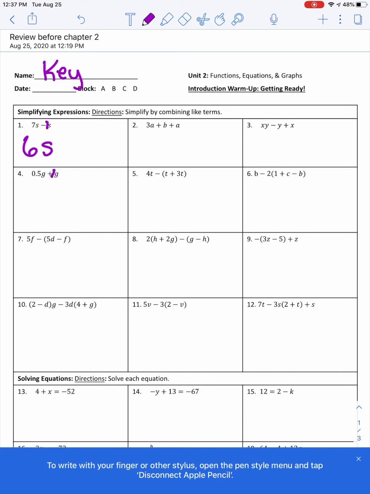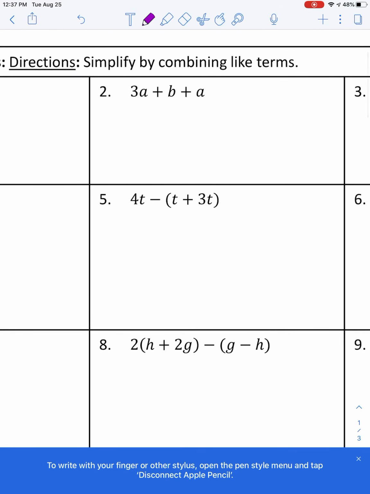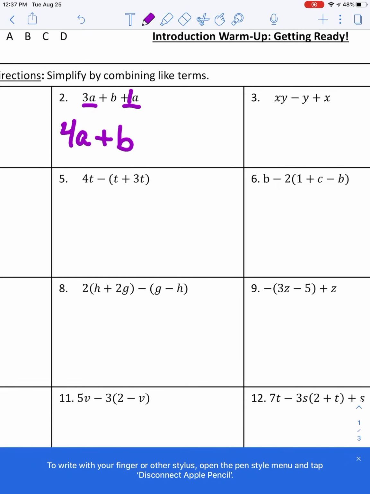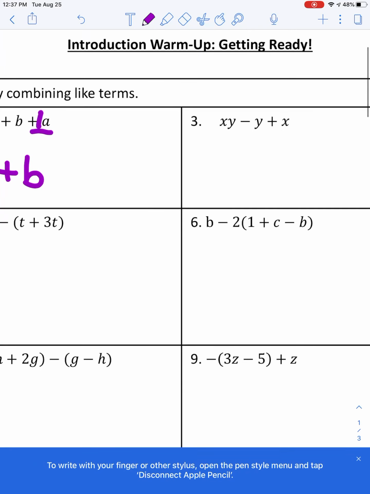All right, now let's jump to number 2. Number 2, we have some like terms. So we're going to put 3a and a positive 1a together. So 3 plus 1 is 4a's. And then the b just tags along in the back. Again, just some review from Algebra 1. Number 3 is done. These are not like terms. They're all different. This is an x and a y together. This is just a y, just an x. So this one gets a check mark.